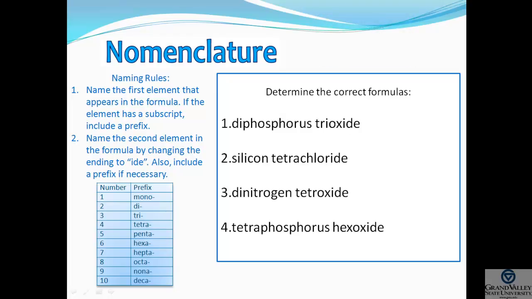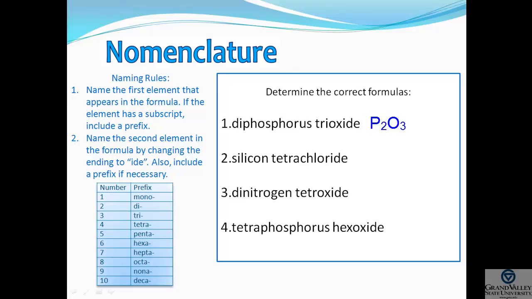For problem number 1, the prefix di indicates that there are 2 phosphorus atoms present in the compound. The prefix tri indicates that there are 3 oxygen atoms present in the compound. Therefore, the formula for diphosphorus trioxide is P2O3.